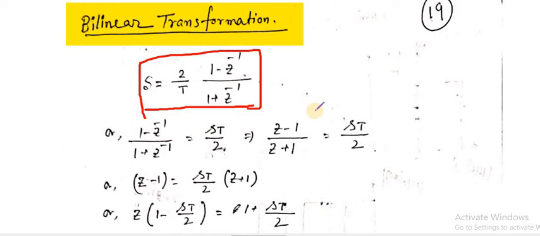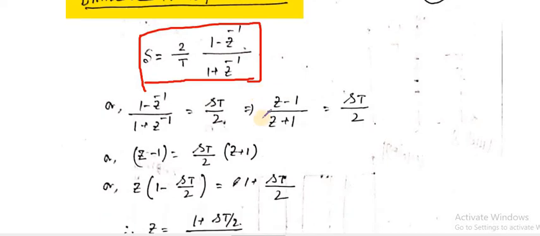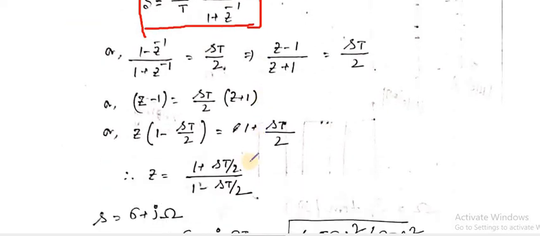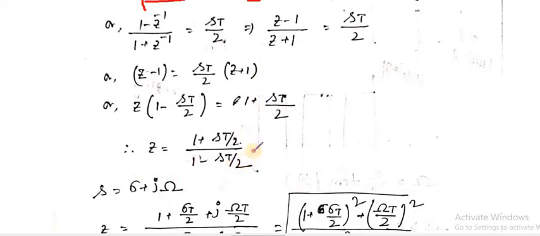Now the relation between the S plane and Z plane in case of bilinear transformation is S equal to 2 by T times (1 minus Z inverse) divided by (1 plus Z inverse). Now T is the sampling time. If we rearrange this equation, it becomes Z equal to (1 plus ST by 2) divided by (1 minus ST by 2).